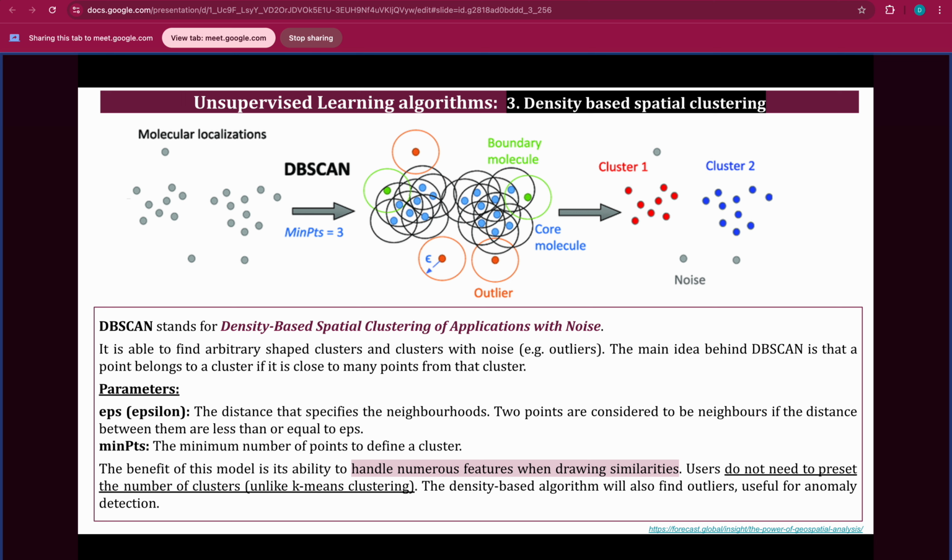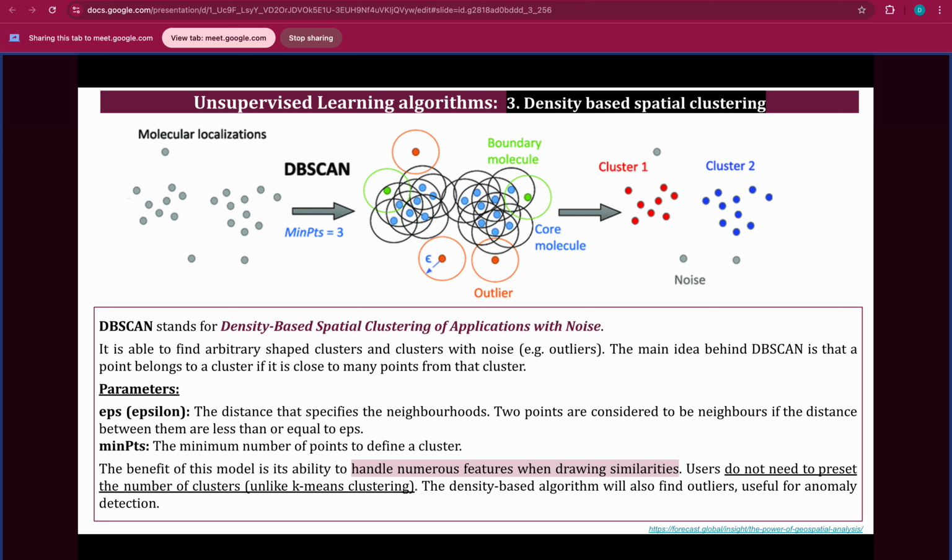Now let's talk about density based spatial clustering. In density based clustering you have to mention what should be the minimum number of data points that should constitute a cluster. In this scenario, the minimum points which will constitute a cluster is decided to be 3. It is decided by the user, on the basis of which it might alter the number of clusters which are formed.